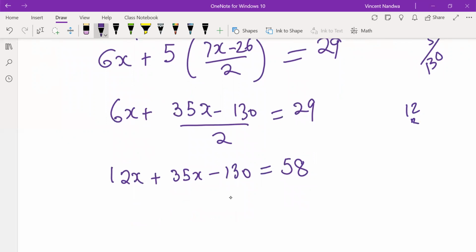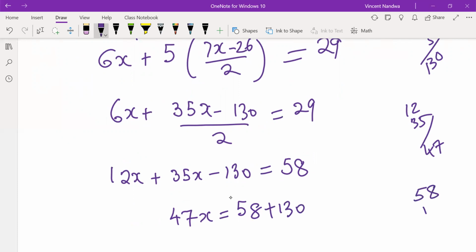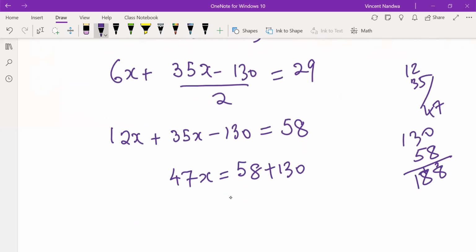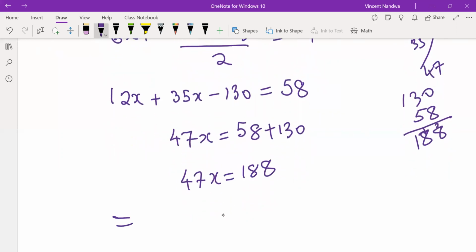Now 12 plus 35 is 47. So 47x equals 58 plus 130. So 58 plus 130 is 188. So 47x equals 188. Now which means x will be 188 over 47, and this gives us 4.